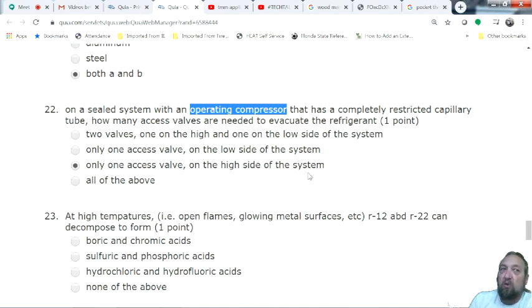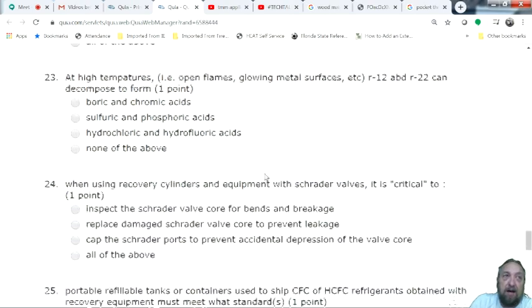What if the compressor was not working? So then we would put it on the low side. Actually, you'd have two valves, one on the low and one on the high, because the compressor can't help us. All right? That makes sense.